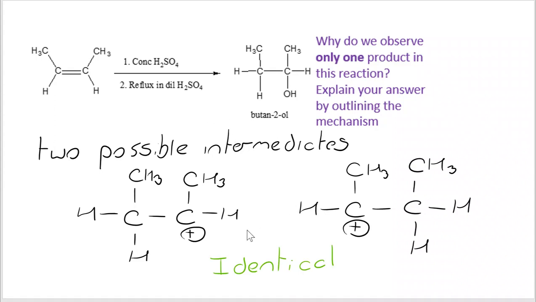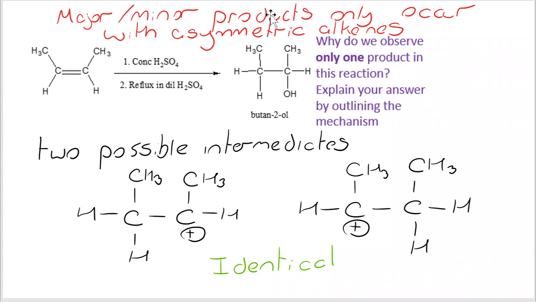We are going to end up with our OSO3H- going on to the second carbon, which means after hydration, our OH would be on the second carbon, which means both of these would give us butan 2-ol. And it's important to remember that we only consider major and minor products when we have an asymmetric alkene. This is symmetrical. You can see the symmetry of the CH3C, the CH3C. We didn't have that symmetry with propene. That takes us to the end of this video.